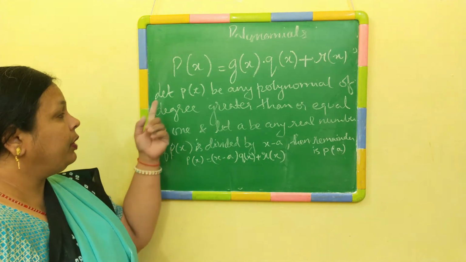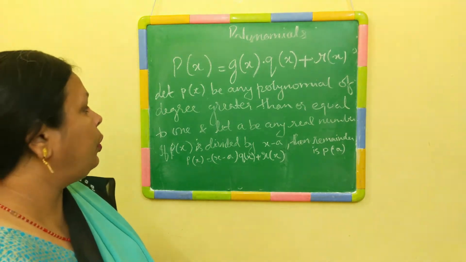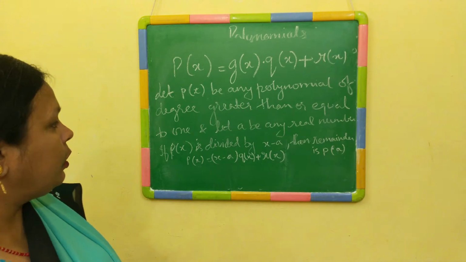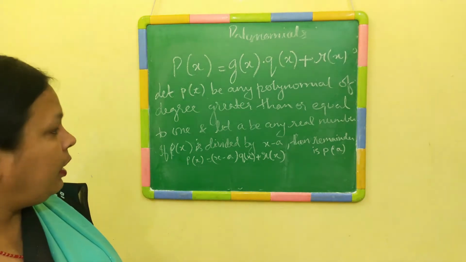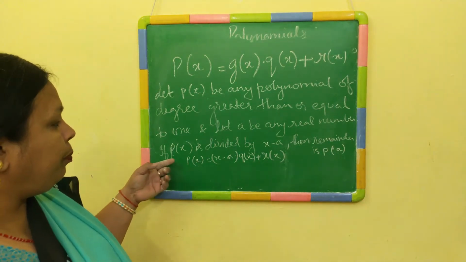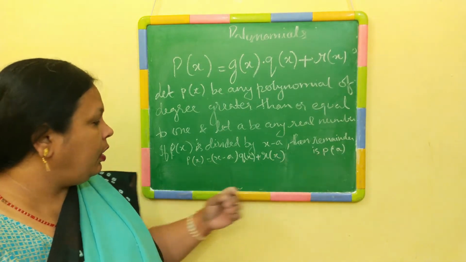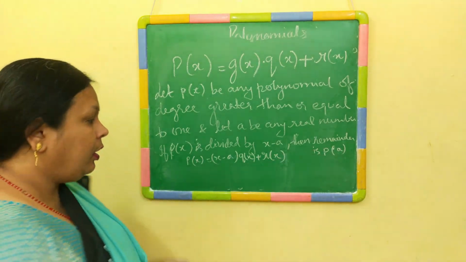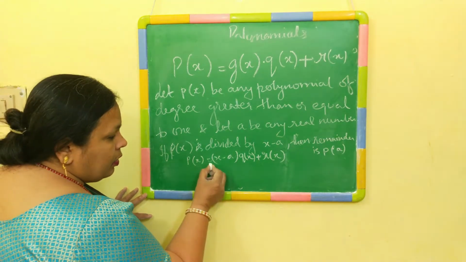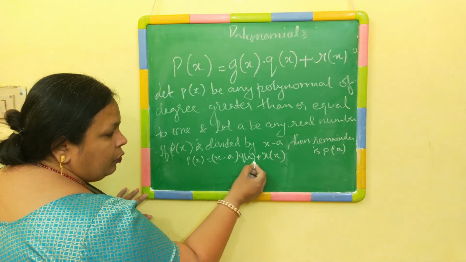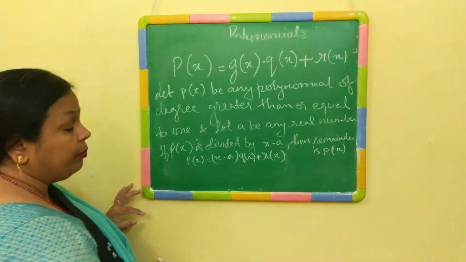In the statement form it is: let p(x) be any polynomial of degree greater than or equal to 1 and let a be any real number. Then if p(x) is divided by x minus a, the remainder is p(a). Clear? That is p(x) is equal to (x minus a) times some quotient, and some remainder will be there.